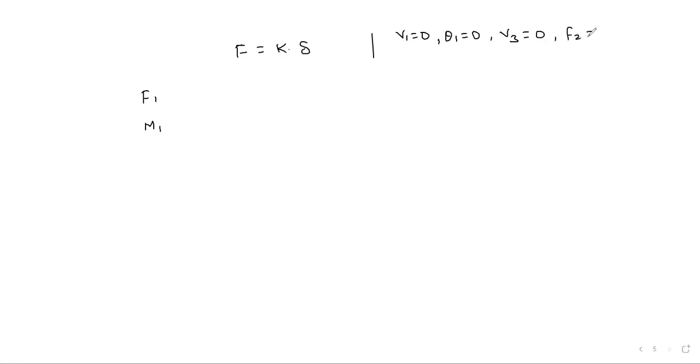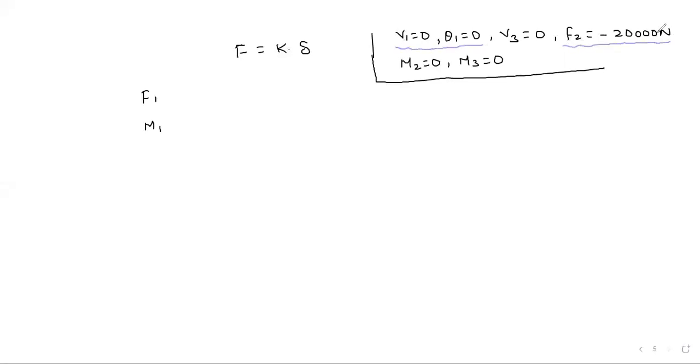From the question, we can write the F2 value; we have to write it in Newton. So minus, because it is acting downwards, 20,000 Newton. 20 kilonewton, so we have converted kilo into Newton. So minus 20,000 Newton. In the question, they have given that the M2 value is also 0, as well as the M3 value. These three things we have analyzed by seeing the figure, and the remaining things they have mentioned in the question.